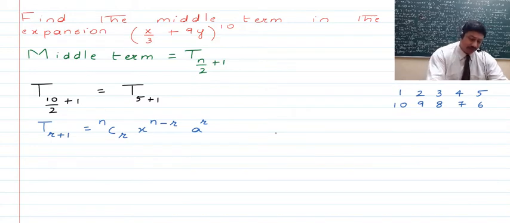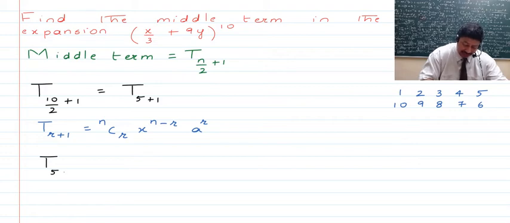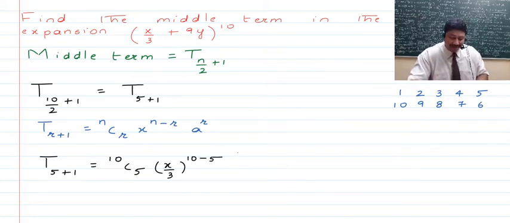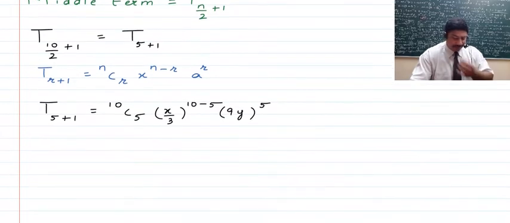So as such here, now that we have to calculate the value of T10 upon 2, that is T(5+1), it will become equal to n, which is 10C5, the first term, that is x upon 3 raised to the power the difference of the numbers in the superfix and the suffix, that is 10 minus 5, times 9y, which is just like a in the conventional binomial, raised to the power the number which is there in the suffix, which is 5, right? Now if you calculate this, you will have got the middle term.